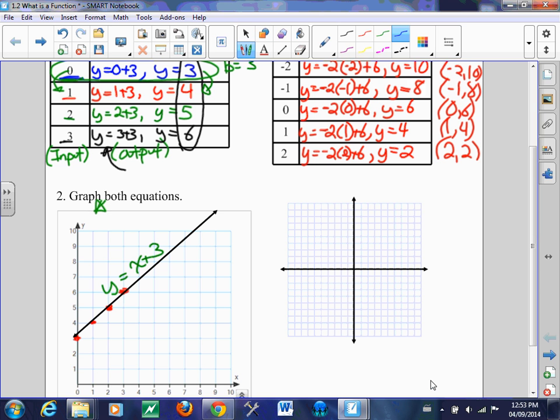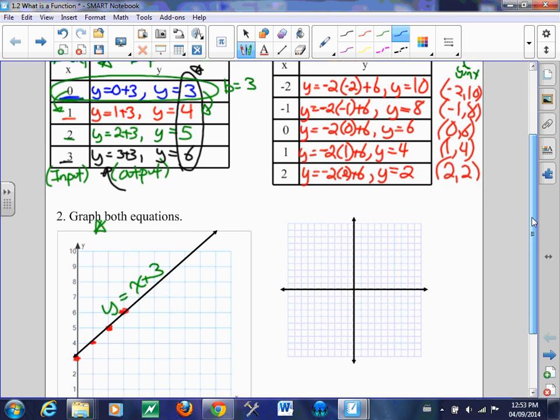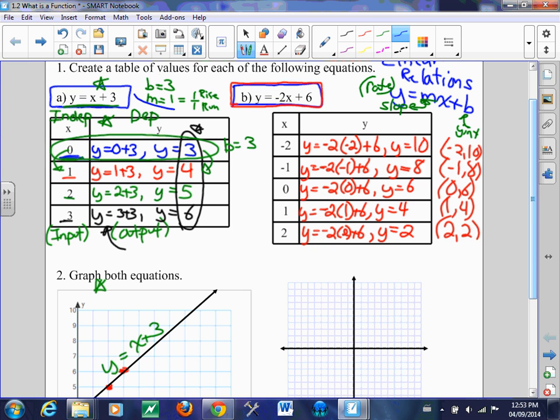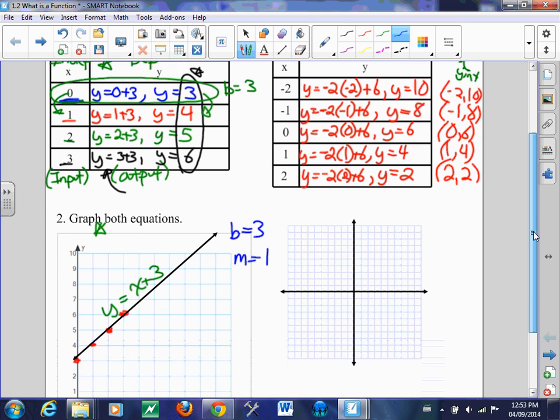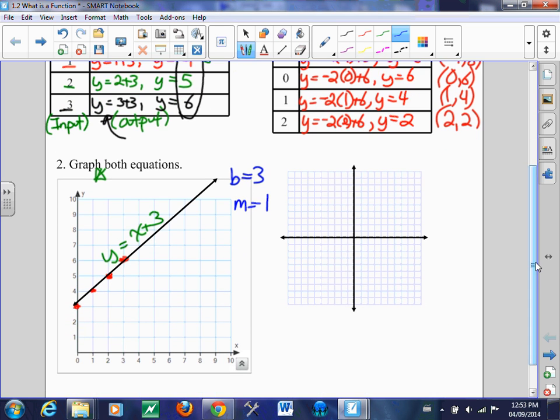The other way is to remember the things we talked about up here, which is the slope and the y-intercept. So this is the shortcut way to graph it. Okay, and I'll go over this way. Hopefully you remember this one from grade 9 as well. So b equals 3. That's your y-intercept. So you start at 3 on the y. Remember, x is 0. That's it.